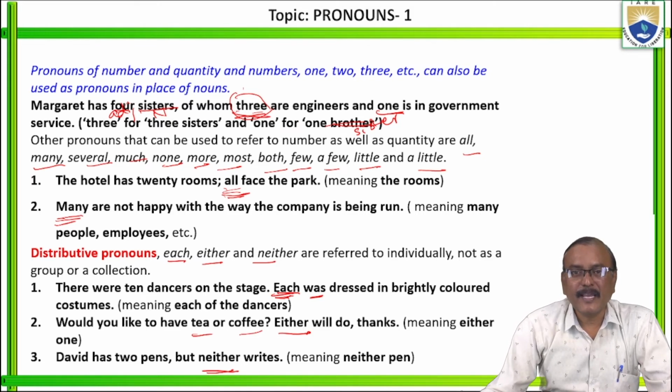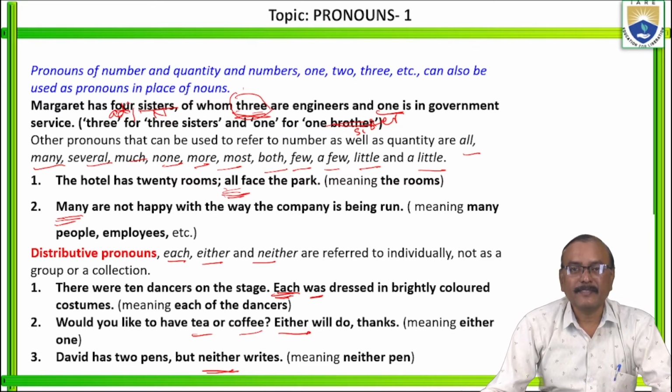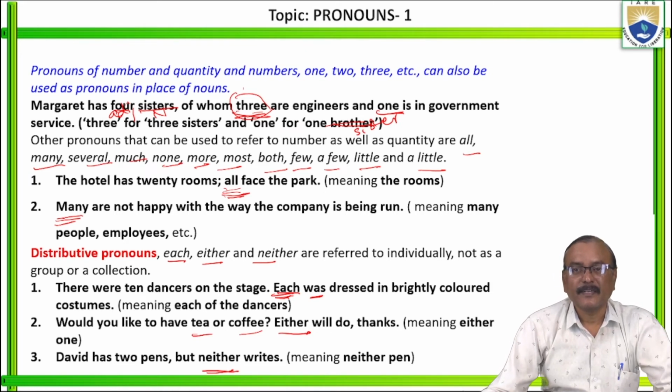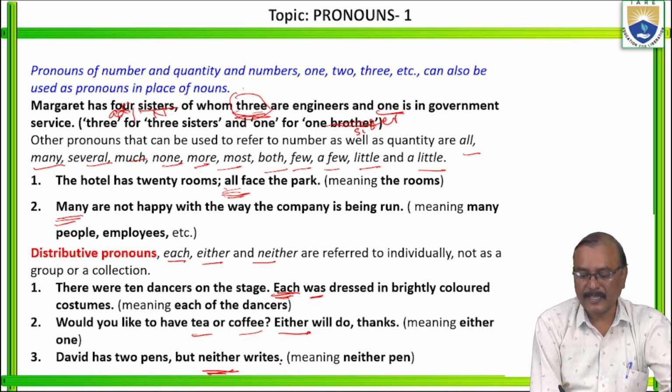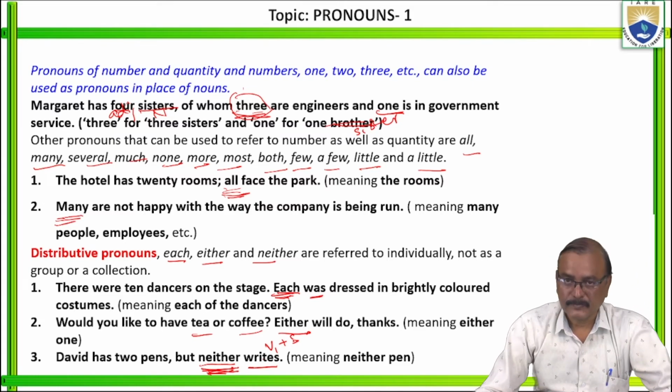Remember, each, either, neither are always singular. They are distributive pronouns. And when they are singular, you have to see the verb in agreement. Is it clear? Neither is singular. When it is singular here, the verb is V1 plus s only. So with singular nouns or singular pronouns, we use the does form of the verb, verb plus s.